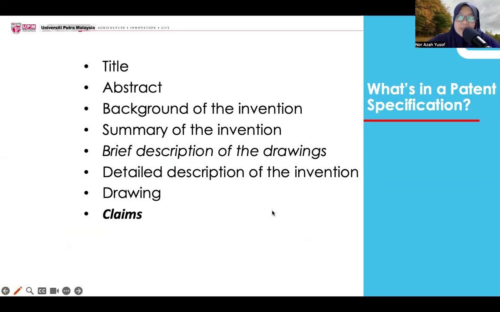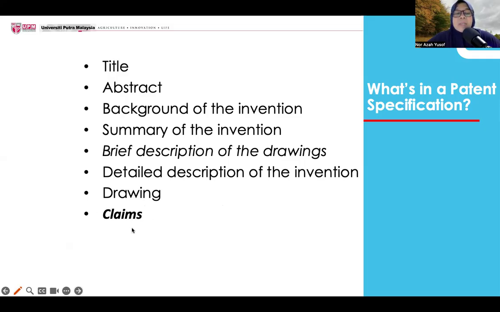It looks like writing a journal article: abstract, background, summary, brief description of the drawings. If you have something scientific, there is also an abstract in the form of a drawing. I forgot the term that I used before. Then the detailed description of the invention, drawings again, and then the claims. The most important is the claims.